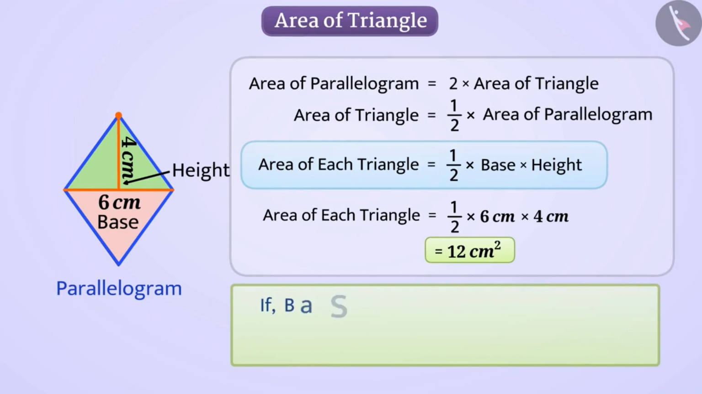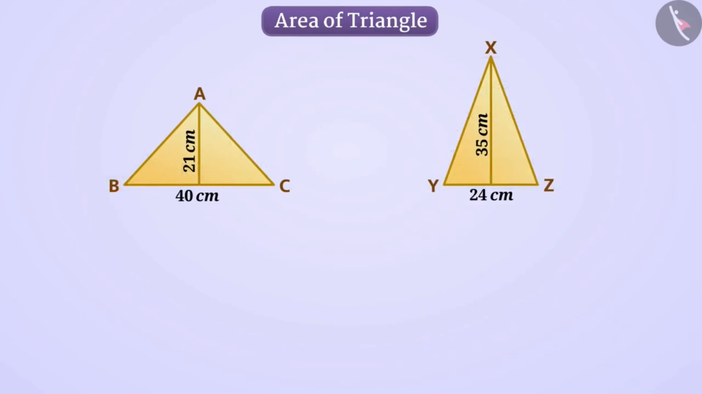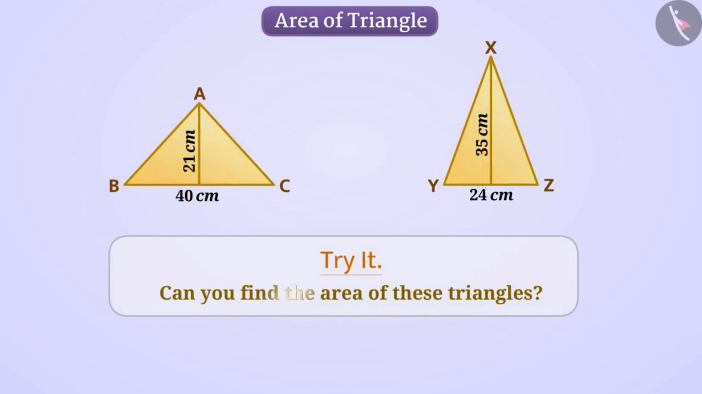If we consider the base of the triangle as B and the height as H, then we can say that the area of the triangle is equal to half multiplied by base multiplied by height, or half BH. Now look here, two triangles are shown here. Can you find the area of these triangles? Try it.